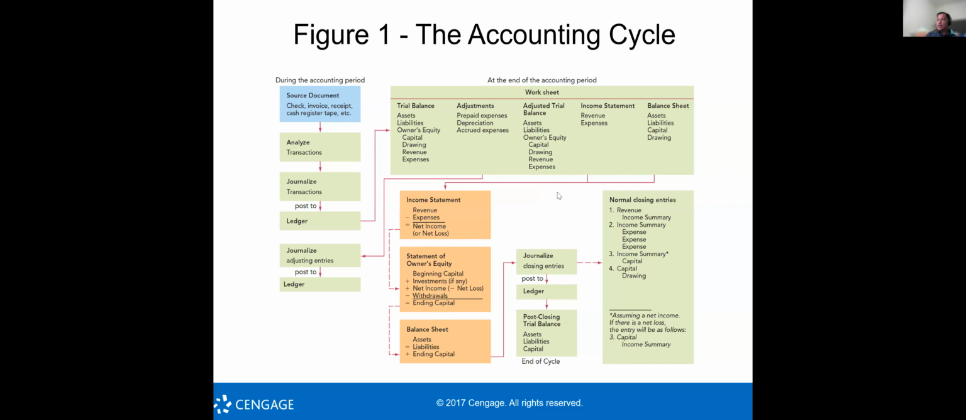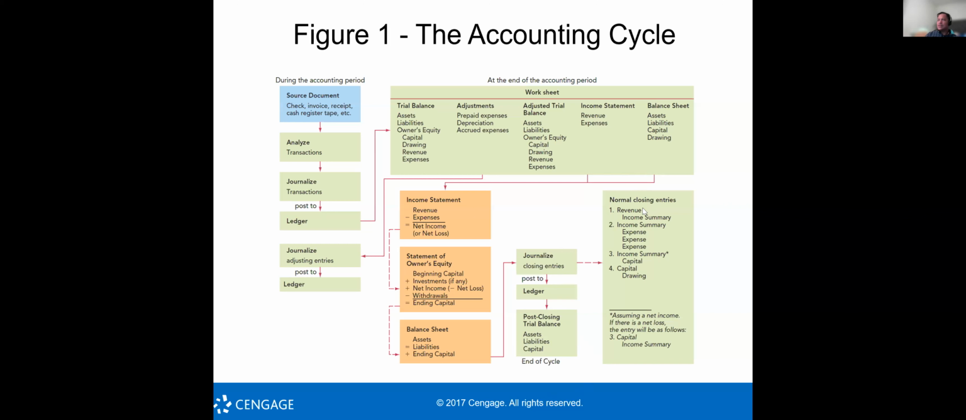But before we can do that, we have to journalize and post the adjusting entries. Those adjusting entries will now be posted to the ledger. Once we're done with that, we're going to prepare the income statement, the statement of owner's equity, and the balance sheet. Those are your financial statements. And then the final two processes would be journalize closing entries, post to ledger, and prepare the post-closing trial balance, and that is the end of the accounting cycle.